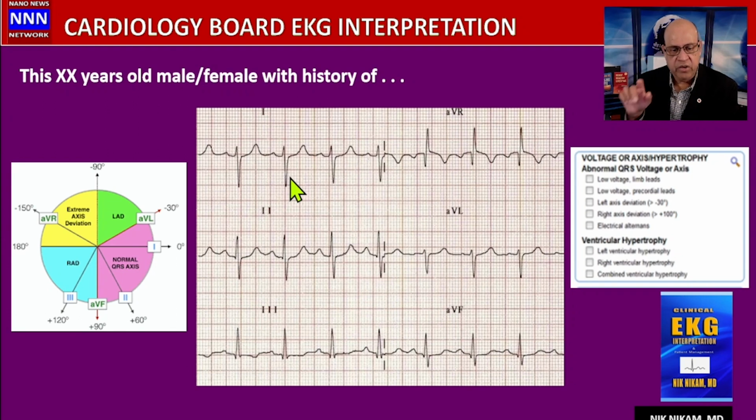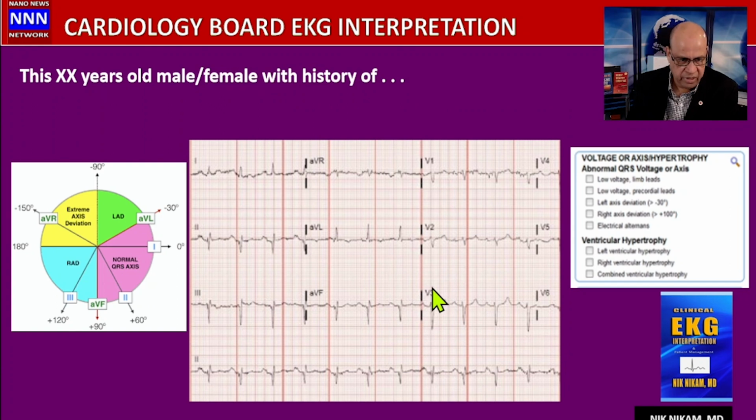And you always worry about if it's lead misplacement. Lead misplacement can cause right arm, left arm. Lead misplacement can cause right axis deviation. But look at the P waves. That will be a clue that you're not dealing with a lead misplacement. If it's a lead misplacement, your P waves will also be inverted. There'll be a mirror image of AVR in lead 1 and lead 1 in AVR.